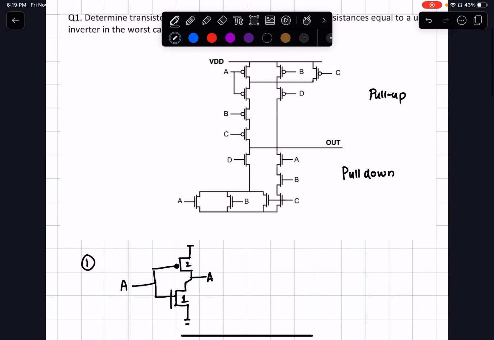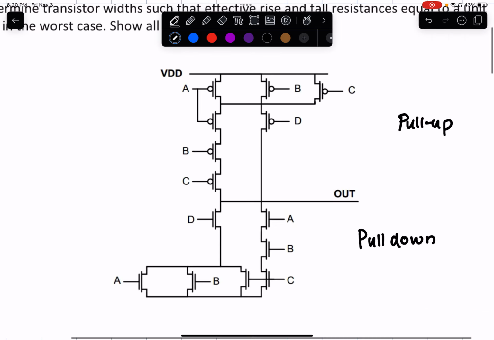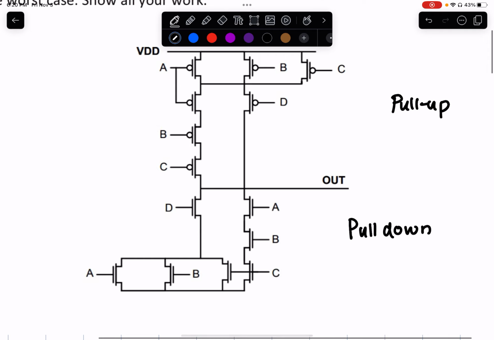So for the pull-up network, after understanding the concept of UniCMOS, we move on to the next step. The second step is understanding the series connection. If we understand the series connection, it will be the same for the parallel connection. So here we are going to start from the pull-up network.